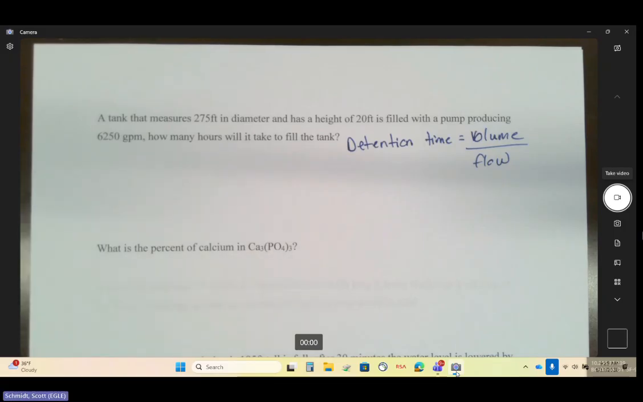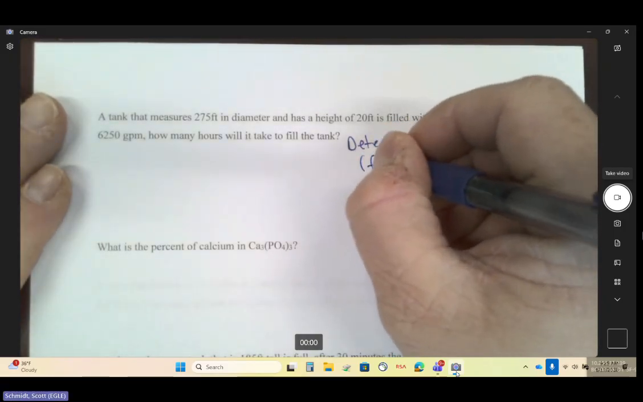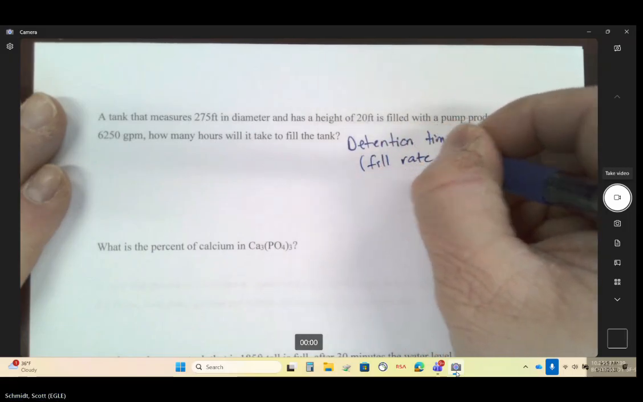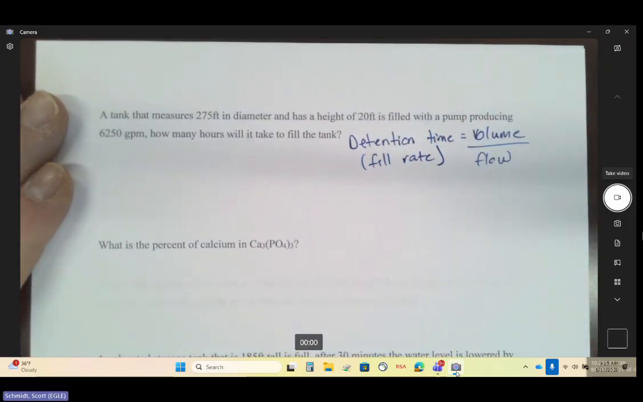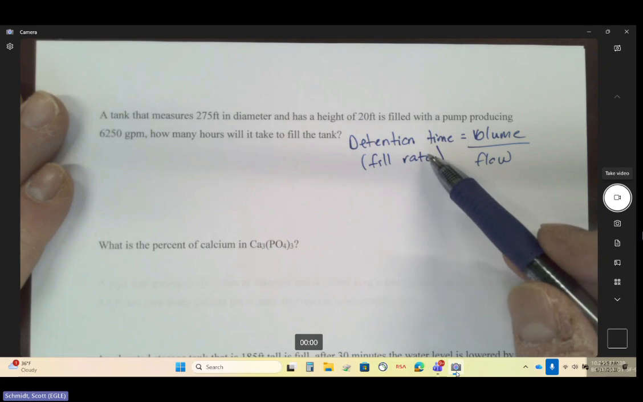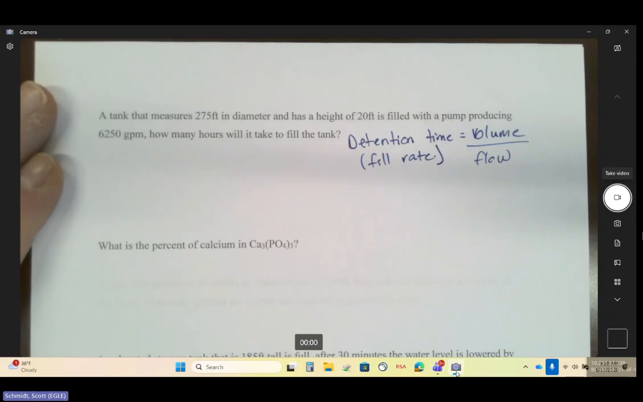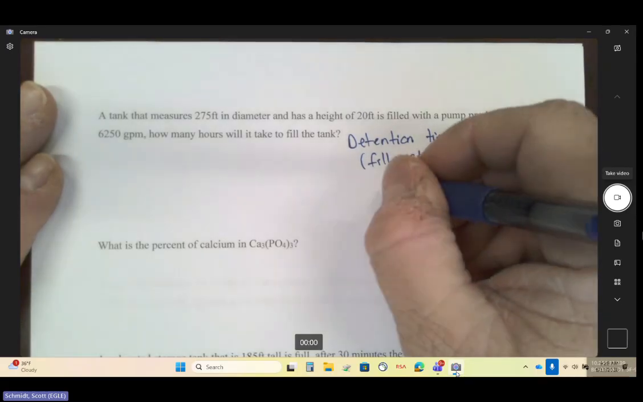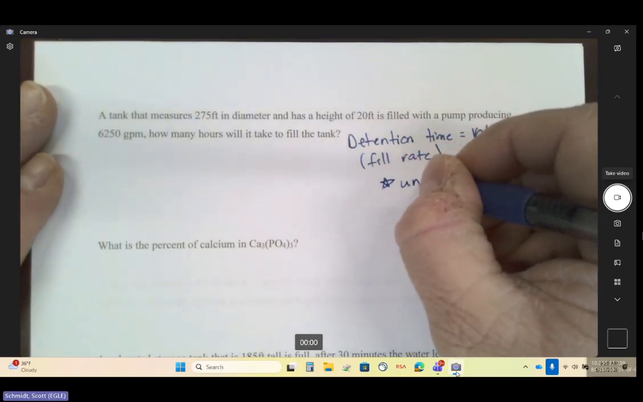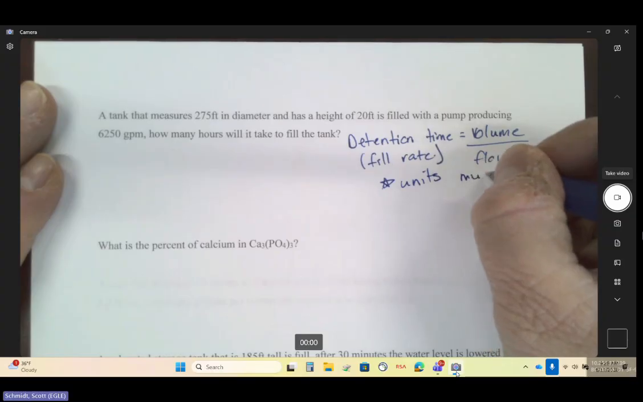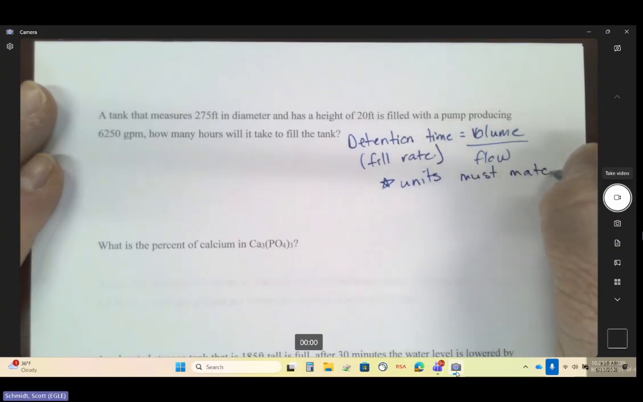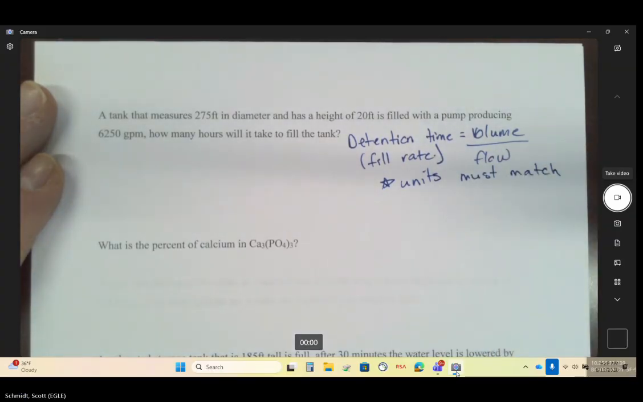So the thing about that is detention time is also what I like to call fill rate, because it's essentially the same thing. This is how long it takes to fill something. This is how long it takes water to flow through a tank. Well, it works on the same principle. There is a caveat to this. Units must match. Now let me do the math and I will show you what I mean.